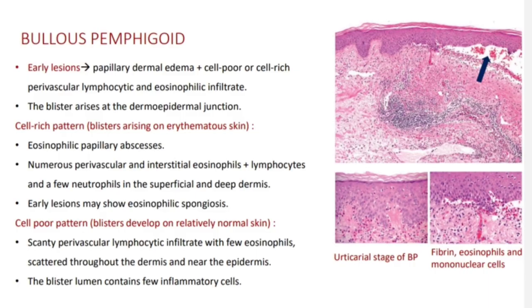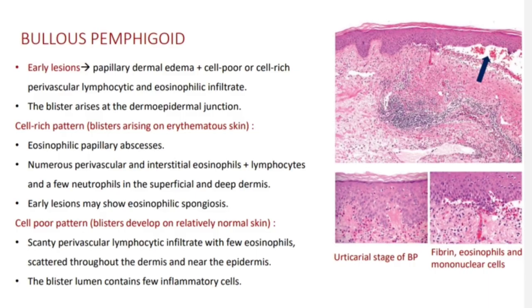The cell rich pattern clinically corresponds to blisters arising on an erythematous skin. It shows eosinophilic papillary abscesses, numerous perivascular and interstitial eosinophils, lymphocytes, and a few neutrophils in the superficial and deep dermis, and early lesions may show eosinophilic spongiosis. The cell poor pattern clinically corresponds to blisters developing on relatively normal skin. It shows a scanty perivascular lymphocytic infiltrate with few eosinophils scattered throughout the dermis or near the epidermis. The blister lumen contains few inflammatory cells.